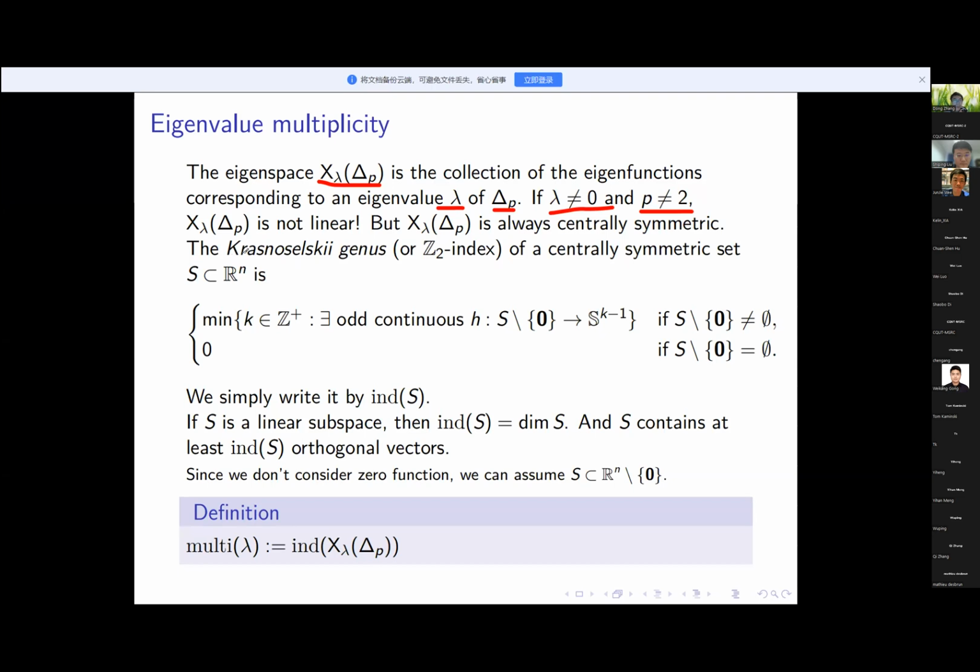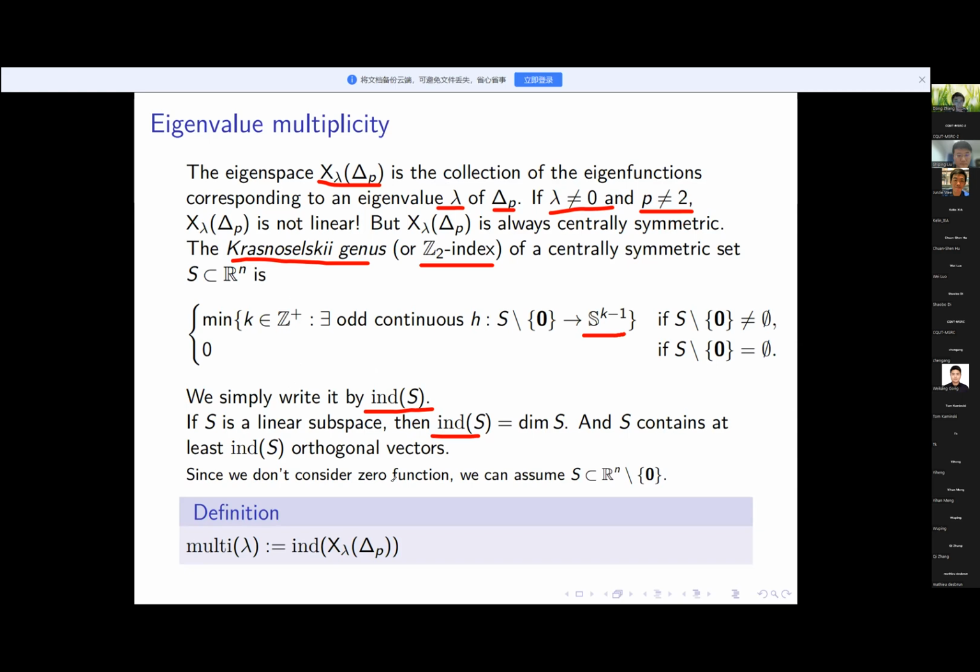The characteristic genus is a suitable choice, and for convenience in this talk, we call it the Z2 index. The Z2 index of a centrally symmetric subset S in R^n is the minimal k such that there exists a continuous map from S to the unit sphere of dimension k minus 1. We simply write this Z2 index as index of S. If S is a linear subspace, then the index of S equals the dimension of S. And if the index of S equals k, then S contains at least k orthogonal vectors.